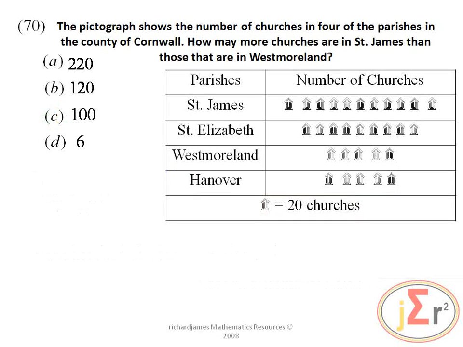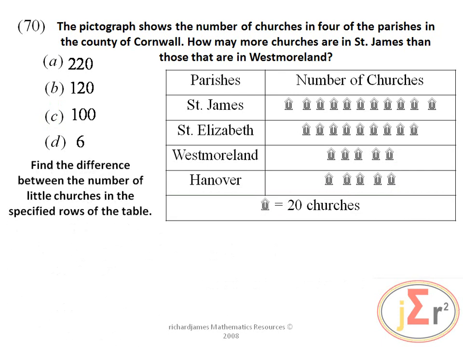The pictograph, this is the same one that we have used for number 69, we are going to be using for number 70. Find the difference between the number of little churches in the specific rows of the table, because that question is saying how many more churches are in St. James than those that are in Westmoreland. So we are going to look for St. James and Westmoreland, and we are going to find the difference between these.